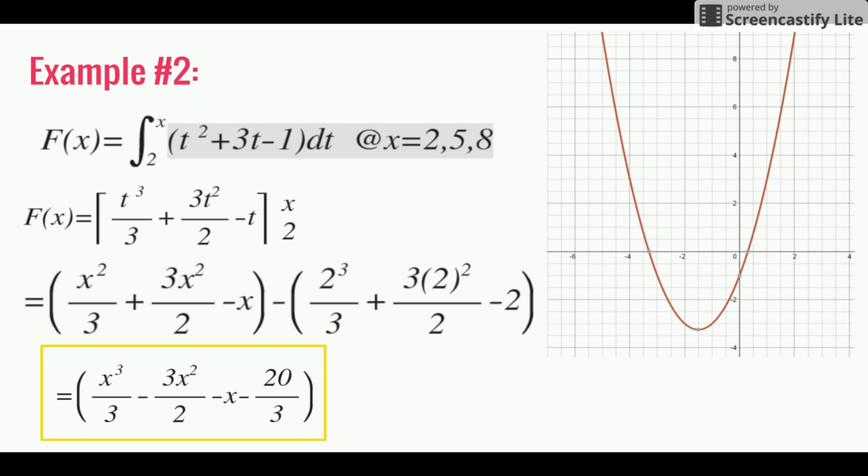So hopefully you paused it and you got the same answer. Just like we did before, we're going to get this function in terms of x. We're going to apply the fundamental theorem of calculus, and hopefully you got the same thing that I did, which is in the yellow box down below.